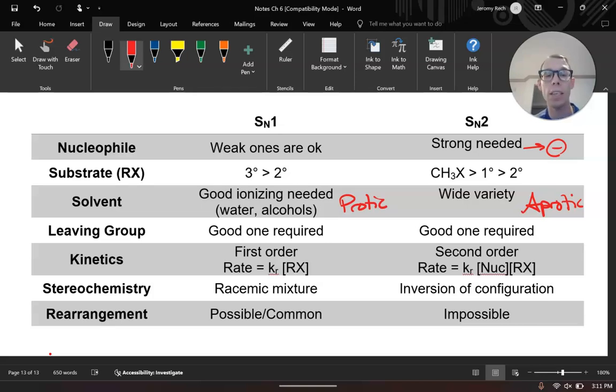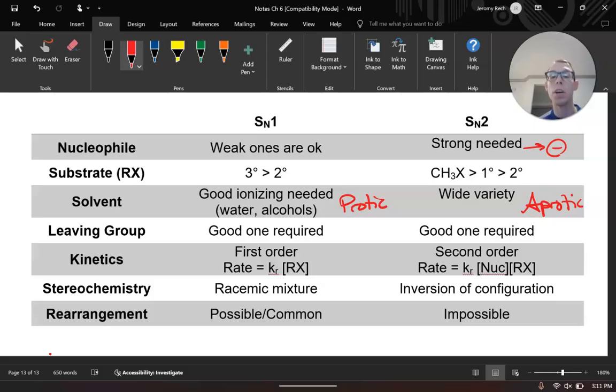When we think of kinetics, your SN1 is a first order reaction, so we can write the rate of the reaction is equal to a rate constant times the concentration of our substrate. Our nucleophile is not involved at all. In an SN2, we have a second order reaction where the rate of the reaction is equal to our rate constant times our nucleophile and substrate concentrations.